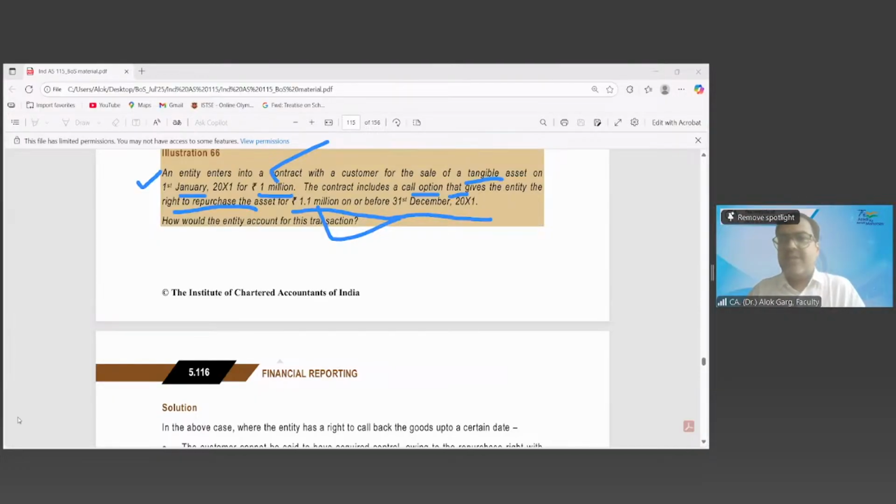Now, friends, let me talk about the contract cost, because 2-3 students have requested to again revisit the concept of contract cost. So let me explain the contract cost. Should I do that?